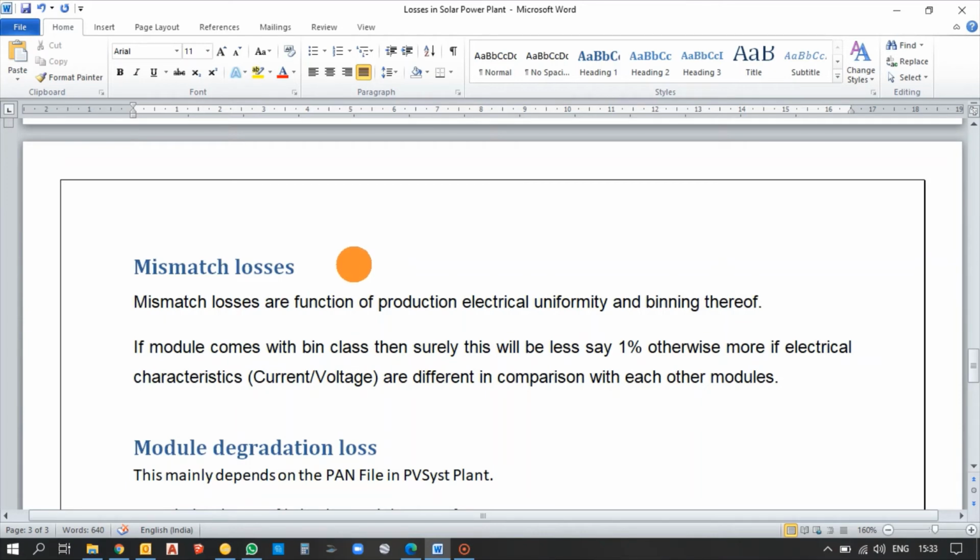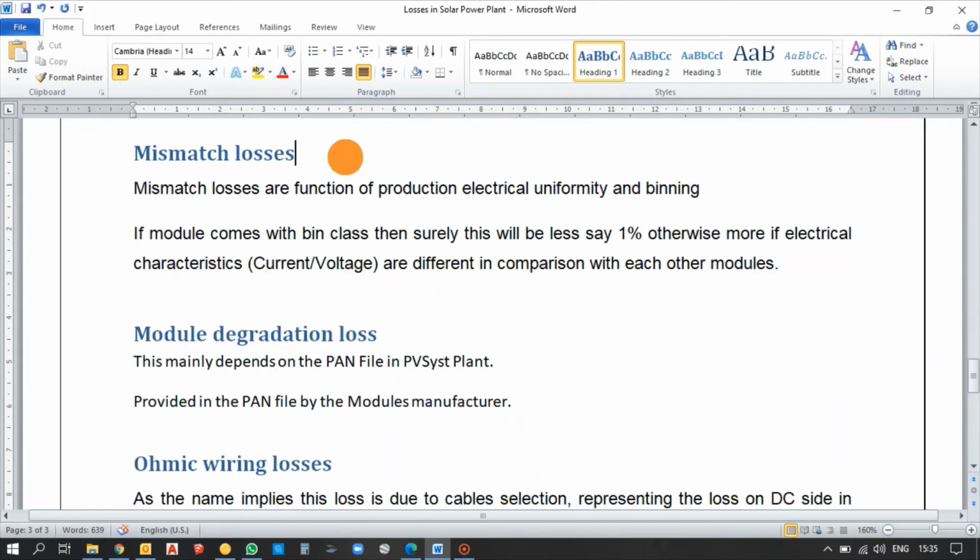And next is the mismatch losses. Select modules which are manufactured from the same bin of cells. When the set of cells are from the same bin, the percentage of losses will be less, around 1%. When you select a module from a different bin, it may have different voltage and current characteristics, so it will have different performance values. So the mismatch losses will be more when you select modules from a different bin.